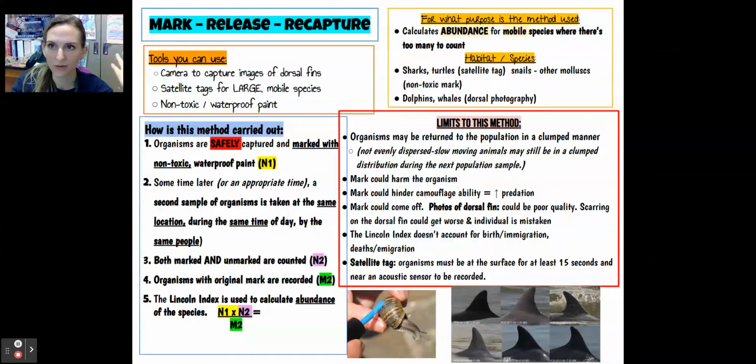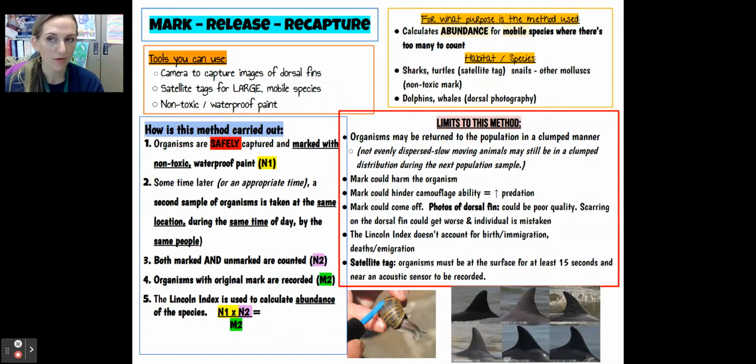Limits. This one has the most amount of limits. They might be returned to their habitat in a clumped distribution where you didn't necessarily gather them in a clumped distribution, but when you would return them, you might inadvertently put them all back in the same place altogether. And that's going to make all of the marked individuals congregate together just the way that you put them back. So disperse them the way that you found them.